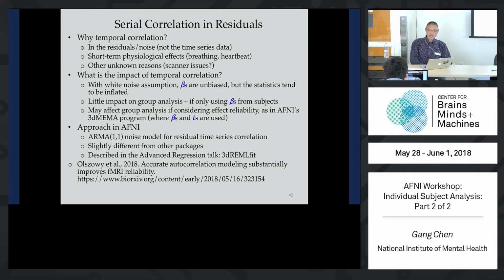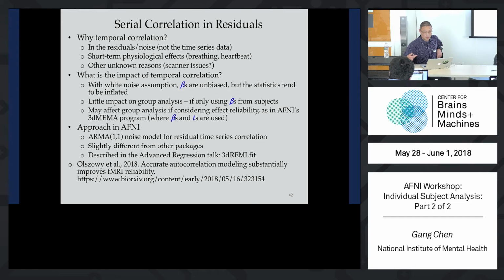What is exactly the impact? It's called inflation. That means the T value would be higher than it should be if there is a low temporal structure left unmodeled. So that's why it's called inflated T statistic and F statistic. So that's one reason. People sometimes do care about individual subject analysis results.